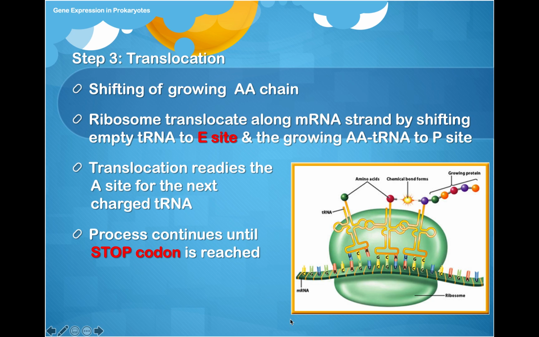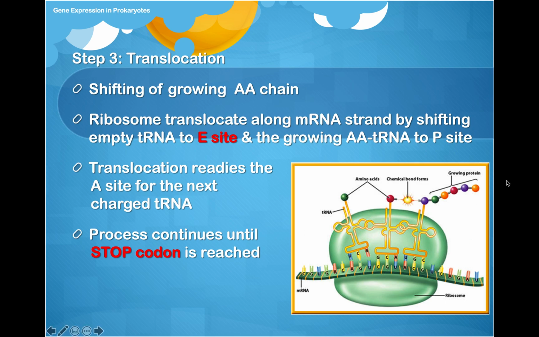The third step, not termination yet, remember there are 4 steps, is translocation, which means that it moves. This is the shifting of the growing amino acid chain. The ribosome translocates along the mRNA strand by shifting the empty tRNA to the E site and the growing amino acid tRNA to the P site. So translocation readies the A site for the next charged tRNA. Remember, this is the E site, this is the P site, this is the A site. The process continues until a stop codon is reached.